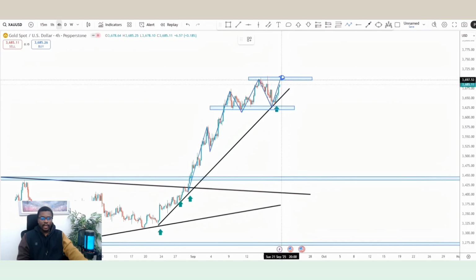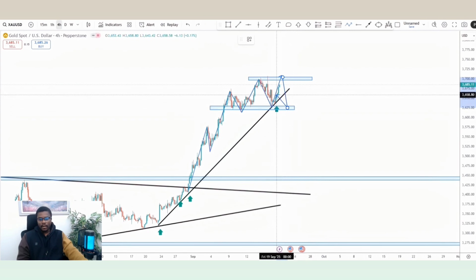Okay, so if I see price coming back down after testing this area, I'm not going to rush to sell. I'm going to wait to see how price reacts to this next support level, the 3623 area here. And if price comes back here, fails to break below this area and gives a buy signal, then I could be looking for more buy signals there.